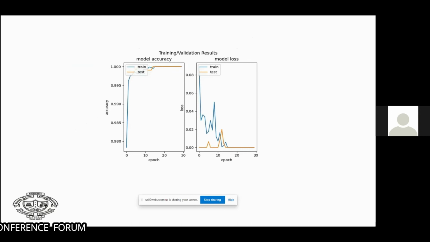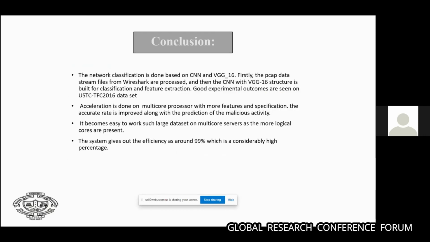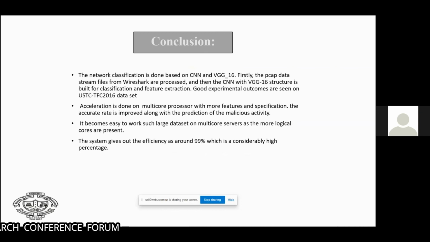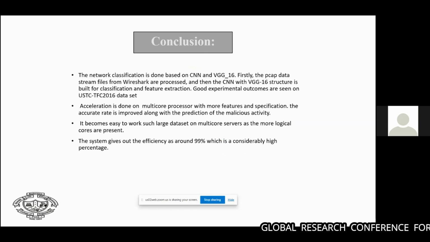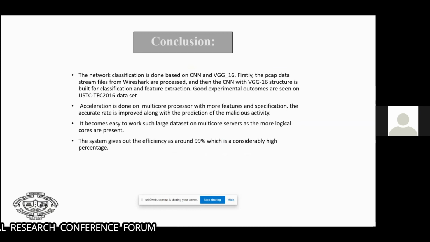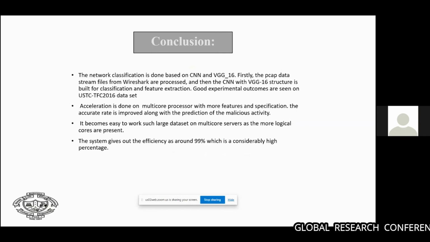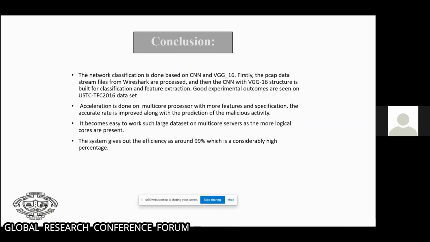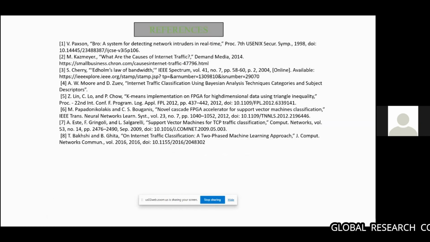So this is on system 2 similarly. Basically, the network classification was done on VGG with the architecture of VGG16. PCAP files were streamed from Wireshark, then processed and given to my model, and accelerated with a multi-core processor, with an accuracy of 99%. So these are my references.